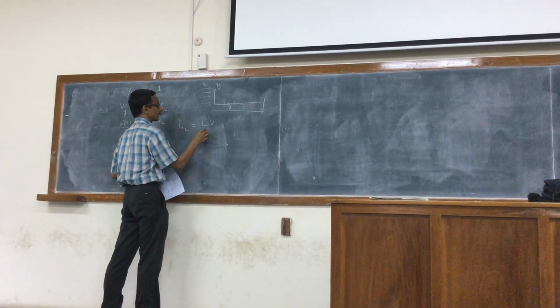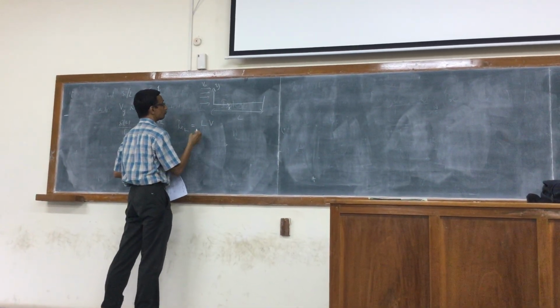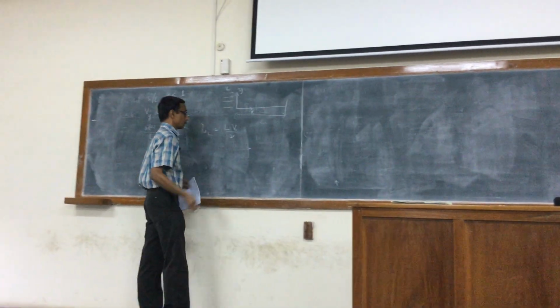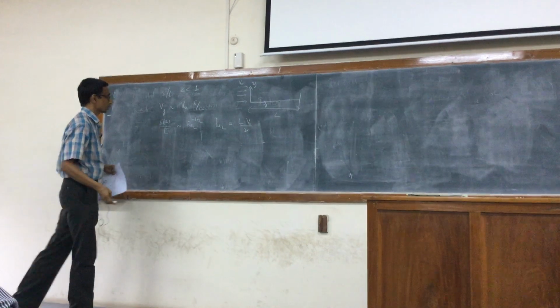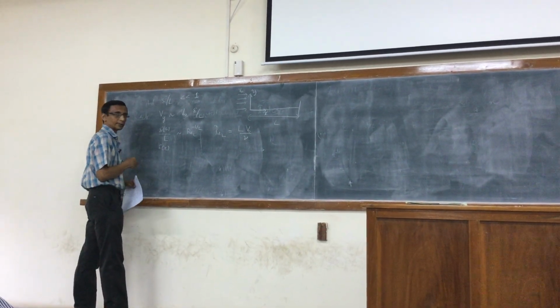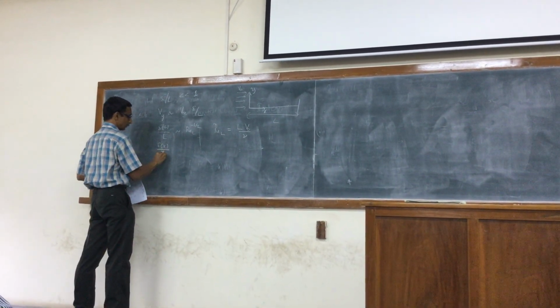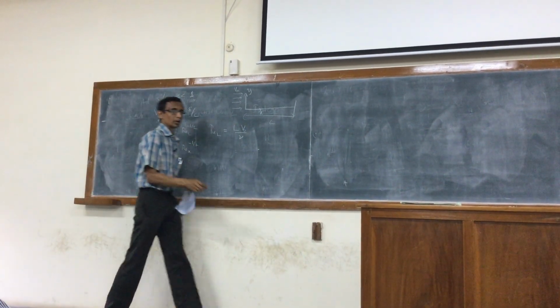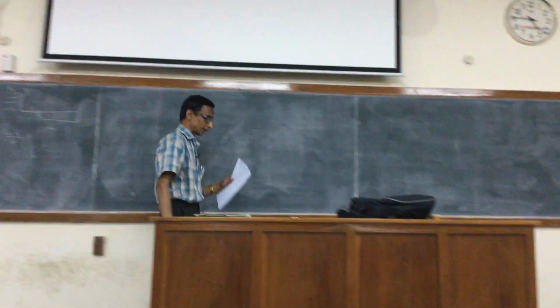We can take U as the characteristic velocity itself, divided by the kinematic viscosity. So from this I can conclude that the boundary layer thickness at any distance x, divided by x, would be of the order of the Reynolds number raised to the power minus half.